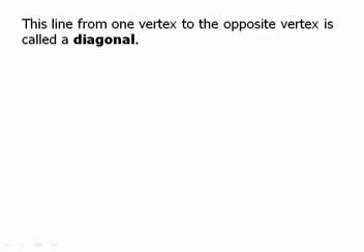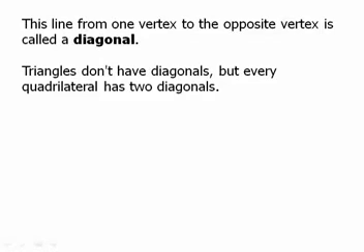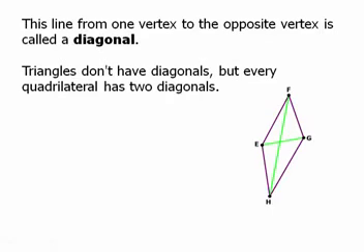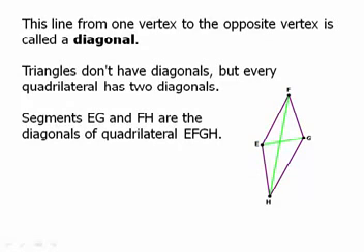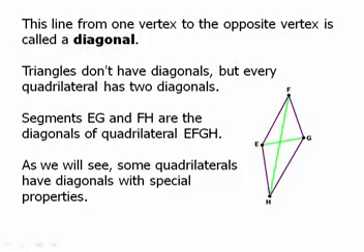Now this line that we drew from one vertex to the opposite vertex is called a diagonal. Triangles don't have diagonals, but every quadrilateral has exactly 2 diagonals. So here's a quadrilateral with its 2 diagonals drawn. Segments EG and FH are the diagonals of quadrilateral EFGH. As we will see, some quadrilaterals have diagonals with special properties.